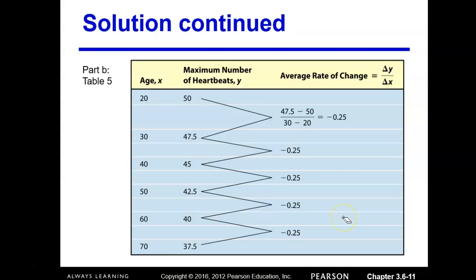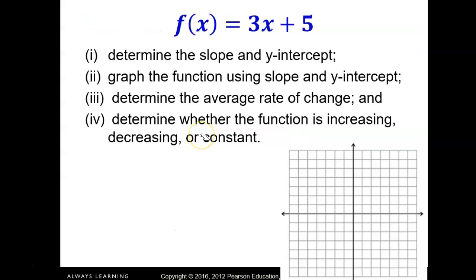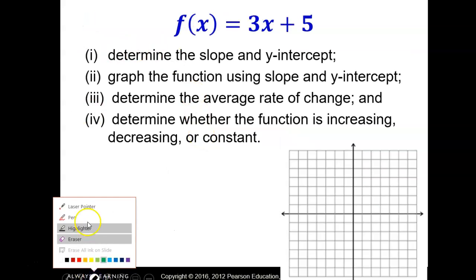So we do the same for this one. Okay, we find the slope for each of them. Negative 0.25 is the same thing, so this is a linear function. We graph it, we can see the B graph is coming down, so the slope is negative. The A is not linear, so you can see it's a little curve there.